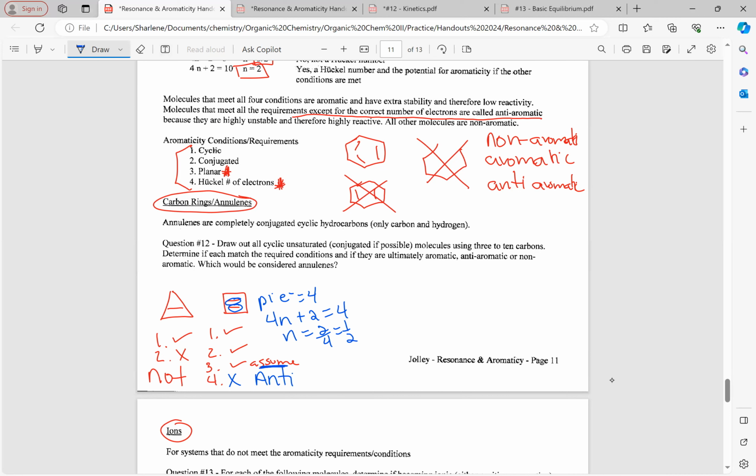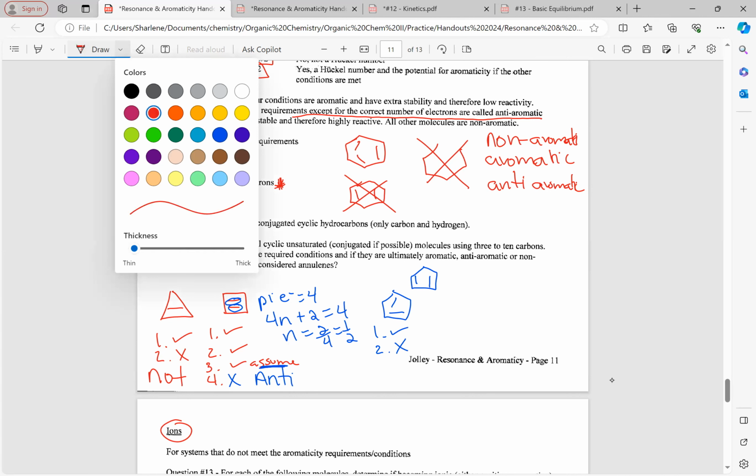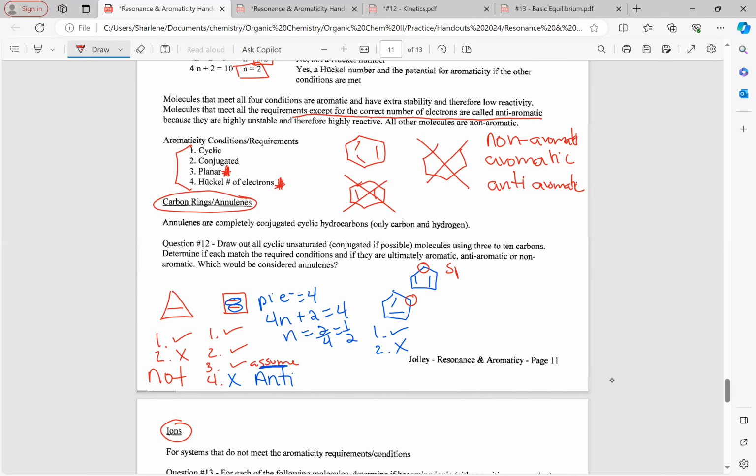So there was 3, there was 4, here's 5. That is completely ugly looking. I could draw it there. That one's prettier. Same molecule. Number 1, is it cyclic? Yes. Number 2, is it conjugated? Nope. That is an sp3 carbon. So guess what? It's just non-aromatic.